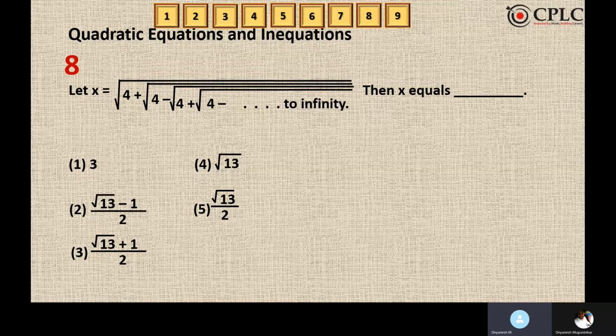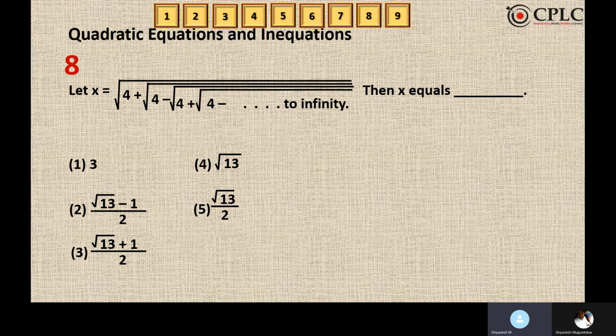So I'll go ahead with 3.6. I don't know the actual value of root 13; this is just my guesstimation. So root 13 is 3.6. For the second option, root 13 minus 1 is 3.6 minus 1, which is 2.6. 2.6 divided by 2 is 1.3 approximately. So the second option gives me 1.3 approximately, so that is definitely not the answer I am looking for. Option 4, root 13, is 3.6, so that is not the answer either. Option 5, root 13 upon 2, is 3.6 upon 2, which is 1.8, which is also not the answer.